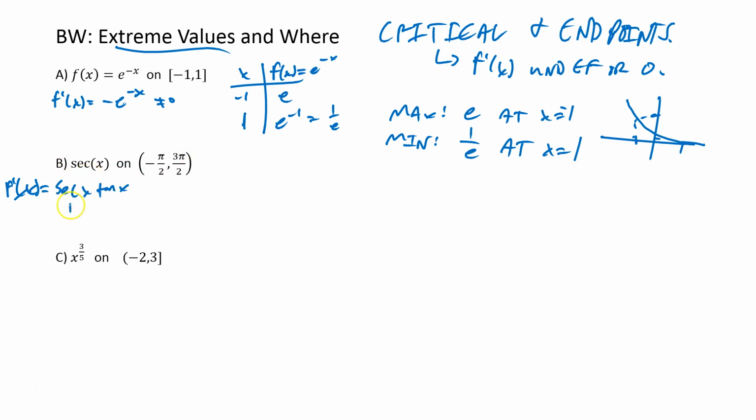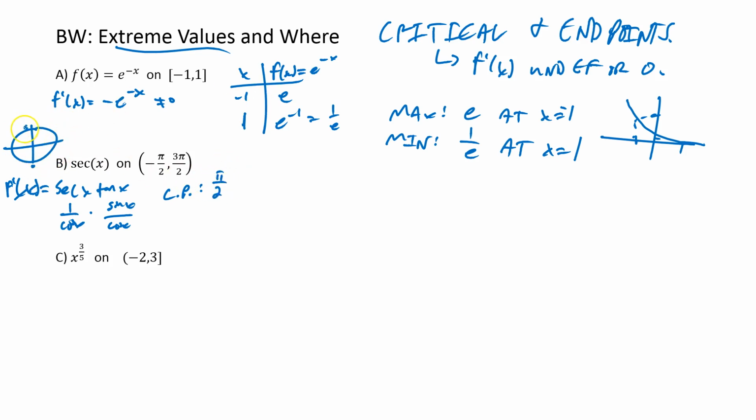So this is 1 over cosine x times sine x over cosine x. So cosine x, if that's ever 0, we're going to have an undefined moment. So critical points, let's see here. Cosine is 0 at pi over 2 and 3 pi over 2. So in this case, we're going from negative pi over 2 all the way around to 3 pi over 2. So basically, we're going around the circle one time. So the critical point we're going to have here is pi over 2 for sure.